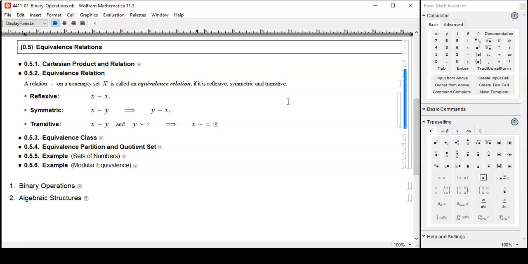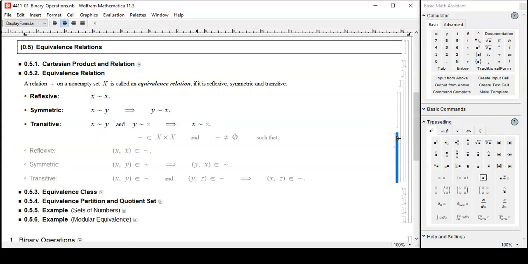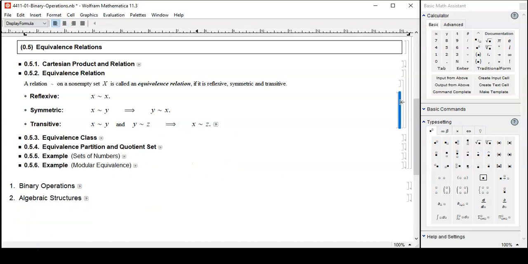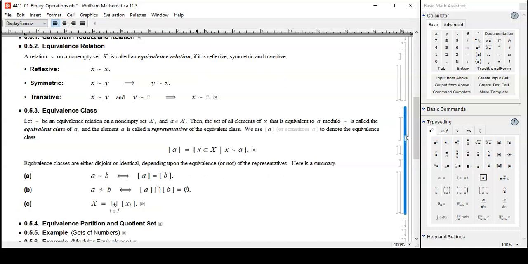We have to have reflexivity, symmetry, and transitivity. By the way, if you want to have a little bit more precise expression based upon the pair expression, Cartesian product, set theory, you can rewrite everything like this if you want to. I don't, so let's just skip those. And from there we can define equivalent classes: the set of all elements that are related to the starting element, which we call a representative.